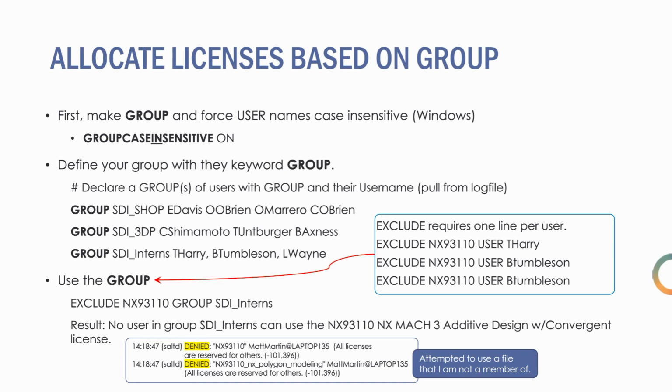Here I'm going to allocate licenses based on a group. So first I want to make the group case insensitive and turn that on. Once that's turned on, I can declare my groups, and the group case is insensitive, so I don't have to worry about upper and lower case usernames as they come in. I can just let that go. And I built 3 groups here. I have a shop, I've got my 3DP group, and I've got my interns.